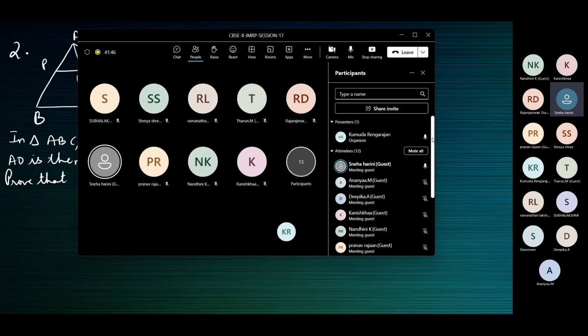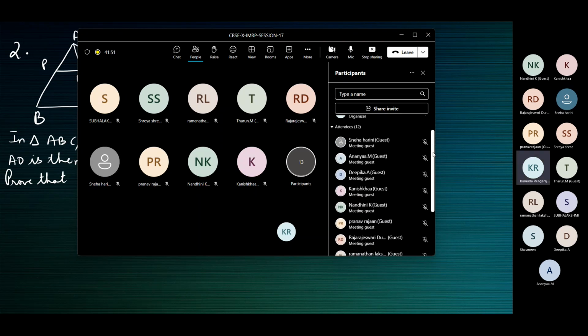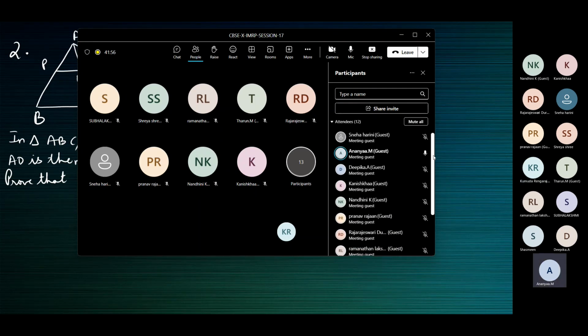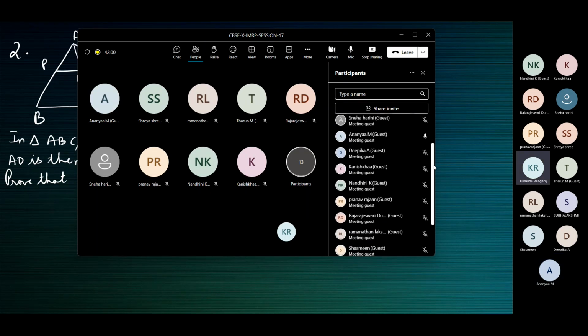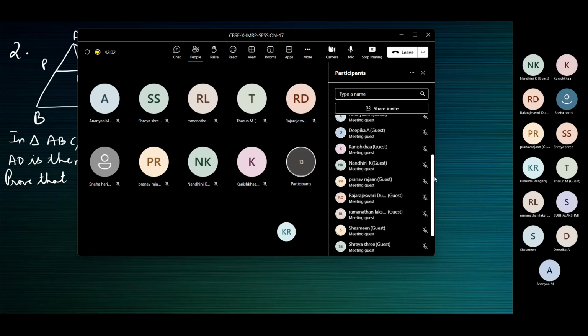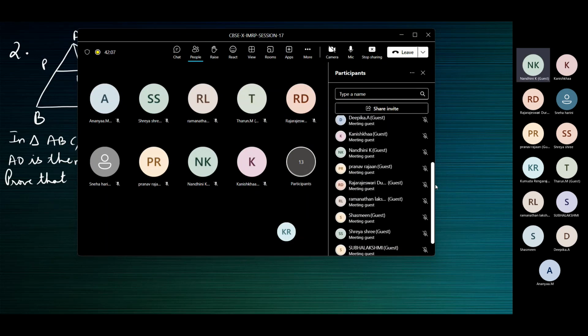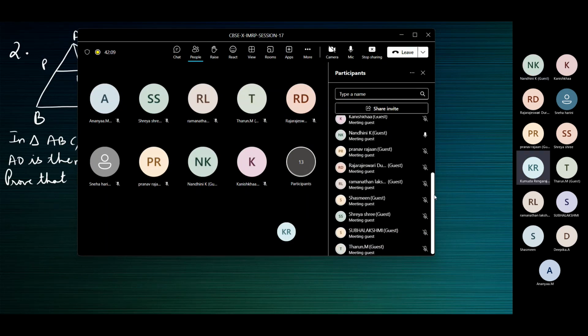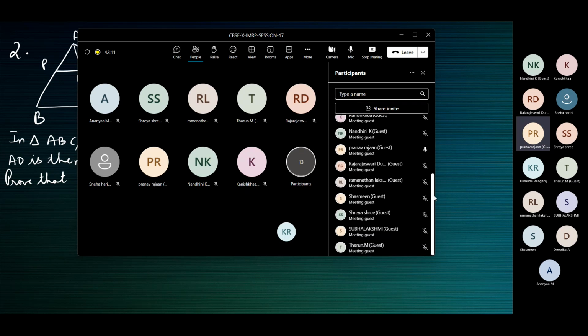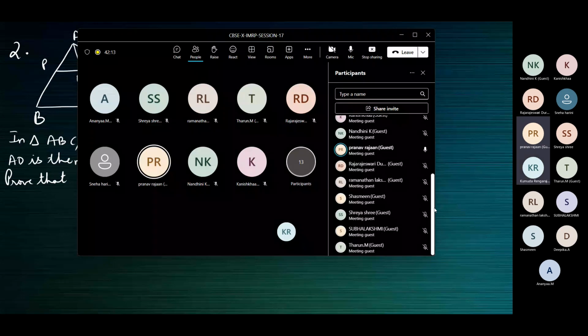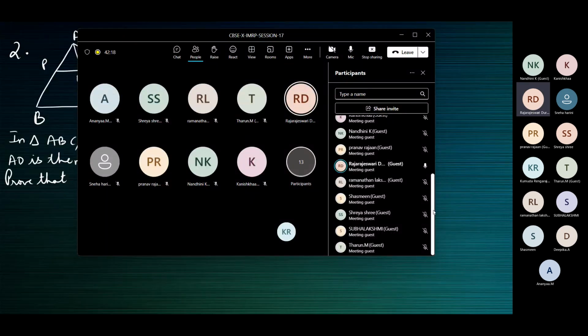Ma'am, by BPT. Okay, you started by using BPT. Ananya, I'm not sure, either BPT or similar triangles. Okay, BPT or similar triangles. Deepika. Okay, Kanishka: BPT. Nandini: same, BPT. Pranav, Rajeshwari: BPT, ma'am. Rajeshwari: Ma'am, I too have doubt with the similarity at BPT.